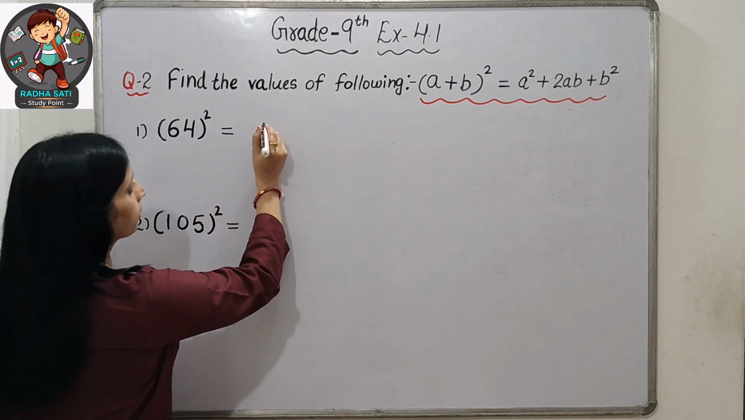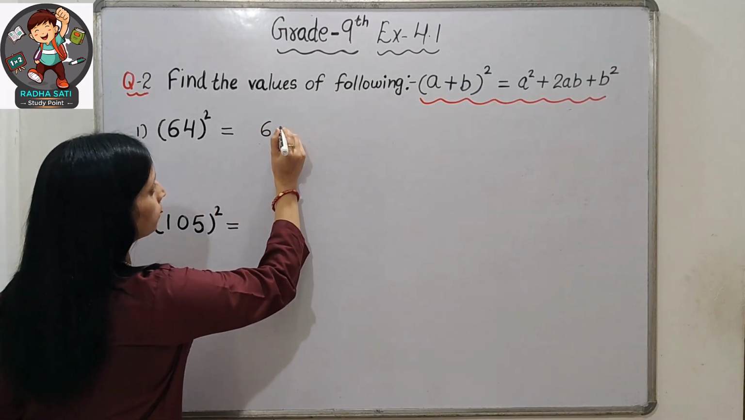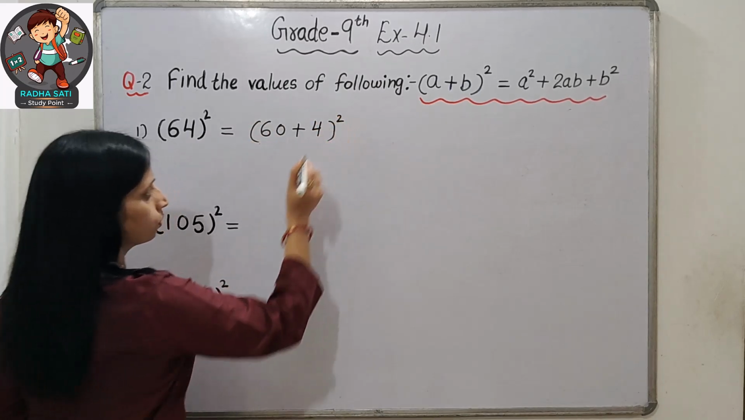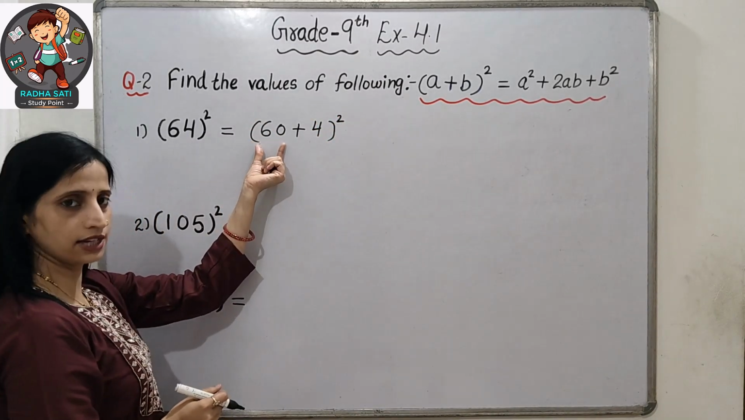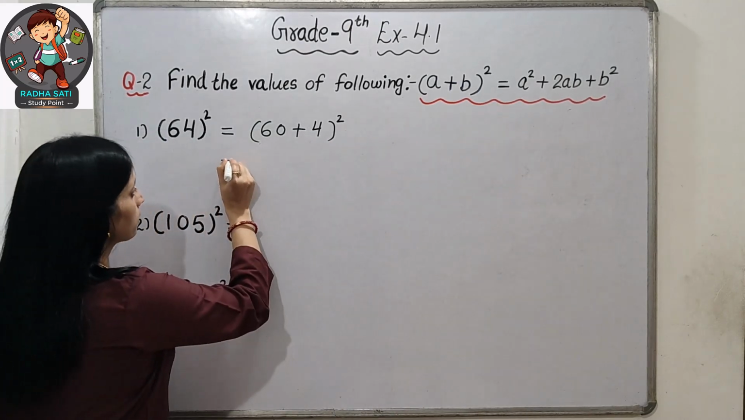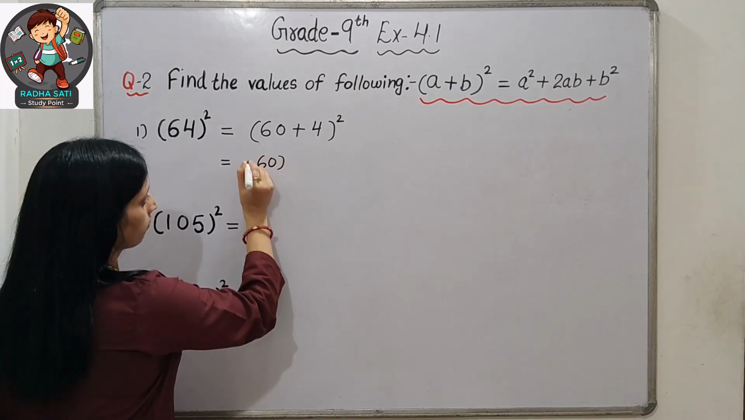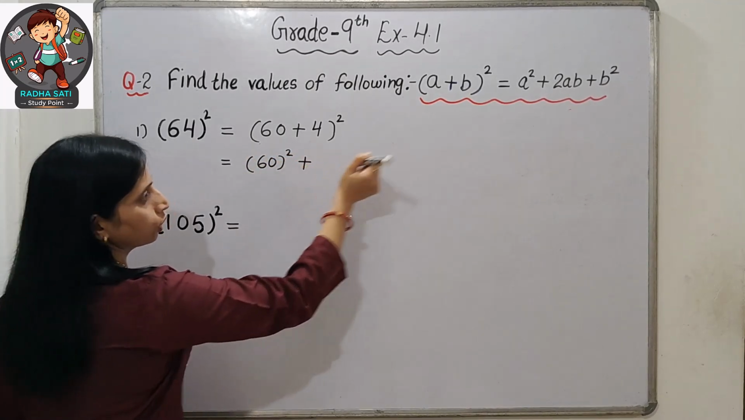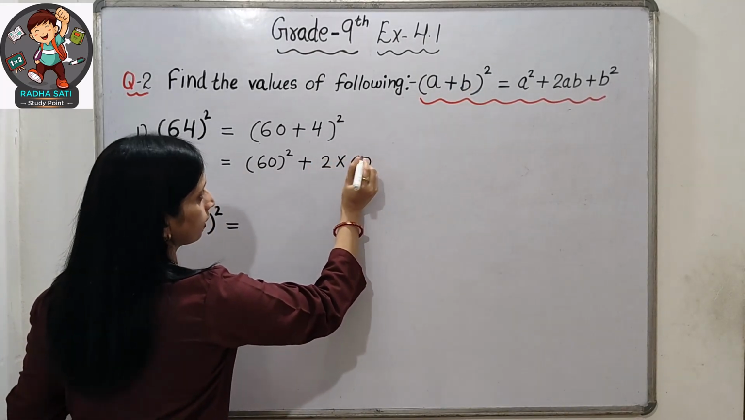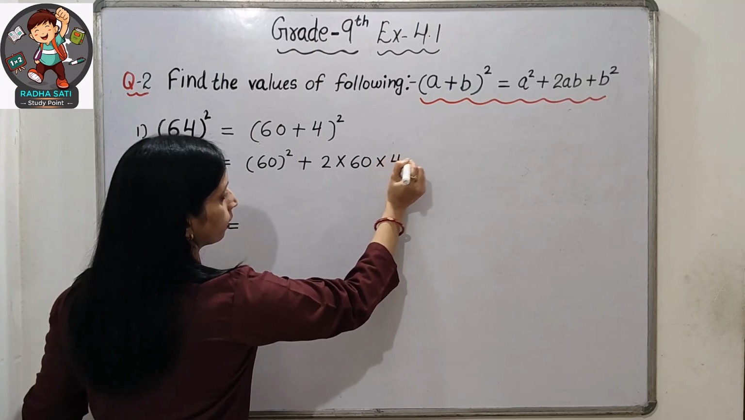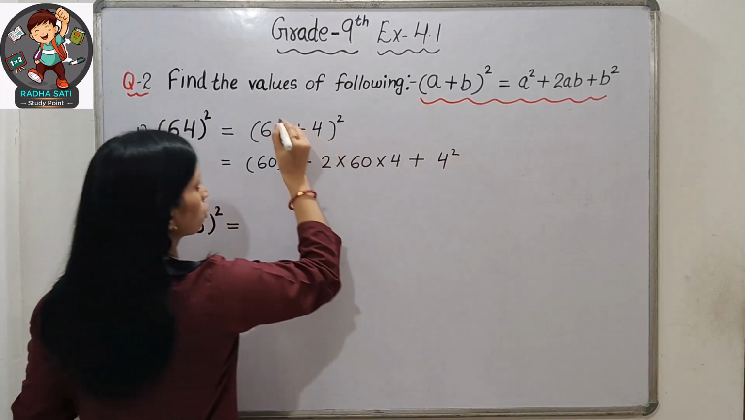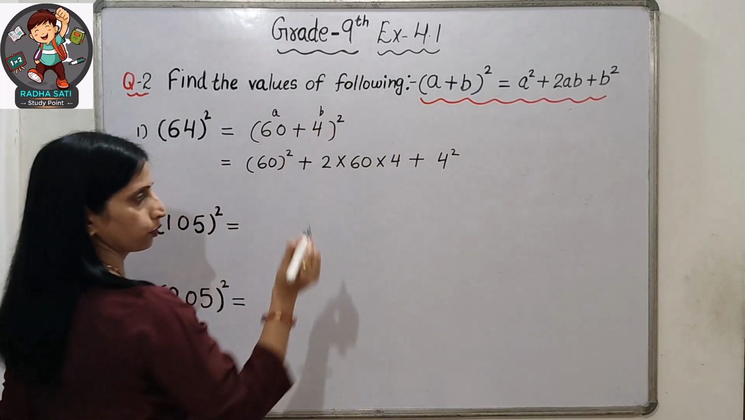How can we break this number so that it becomes the identity of a plus b? (60 plus 4) whole square. So now a is 60, b is 4, and now we will use this identity: a square, so what is a? 60 square, plus 2ab. So 2, what is a? 60. What is b? 4. Plus b square. B is 4, so 4 square.